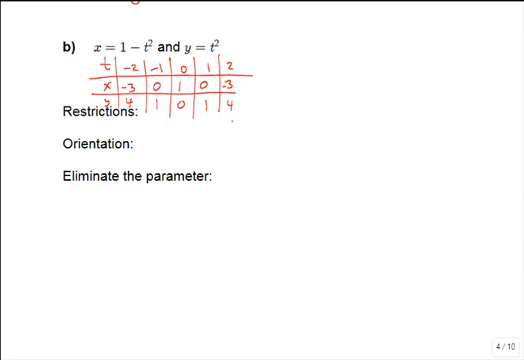Now let's talk about our graph. If we draw this, when t is -2, x is -3, and y is 4. So that would be way up here. When t is -1, x is 0 and y is 1. When t is 0, x is 1 and y is 0. When t is 1, x is 0 and y is 1. So we're back to here again. And when t is 2, x is -3 and y is 4.